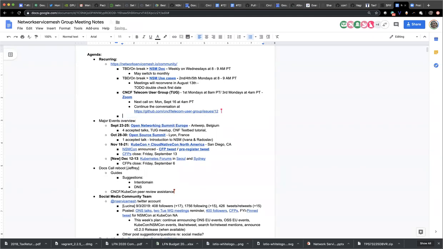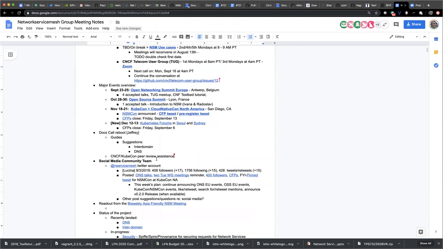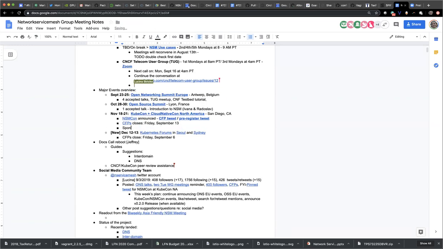So, major events coming up. We have ONS Europe in Antwerp with 4 accepted talks, a Telegram user group meetup, and a CNCF testbed tutorial. We have Open Source Summit coming up in Lyon with one talk accepted by Ivana and Radoslav. We have KubeCon and CloudNativeCon North America coming up November 18th through 21st, with NSMCon announced with a call for proposals. We'd like to remind you that we're aiming to close the call for proposals on September 13th. So please get your proposals in before then. Yeah, it should also be noted that we are also open for sponsorship.